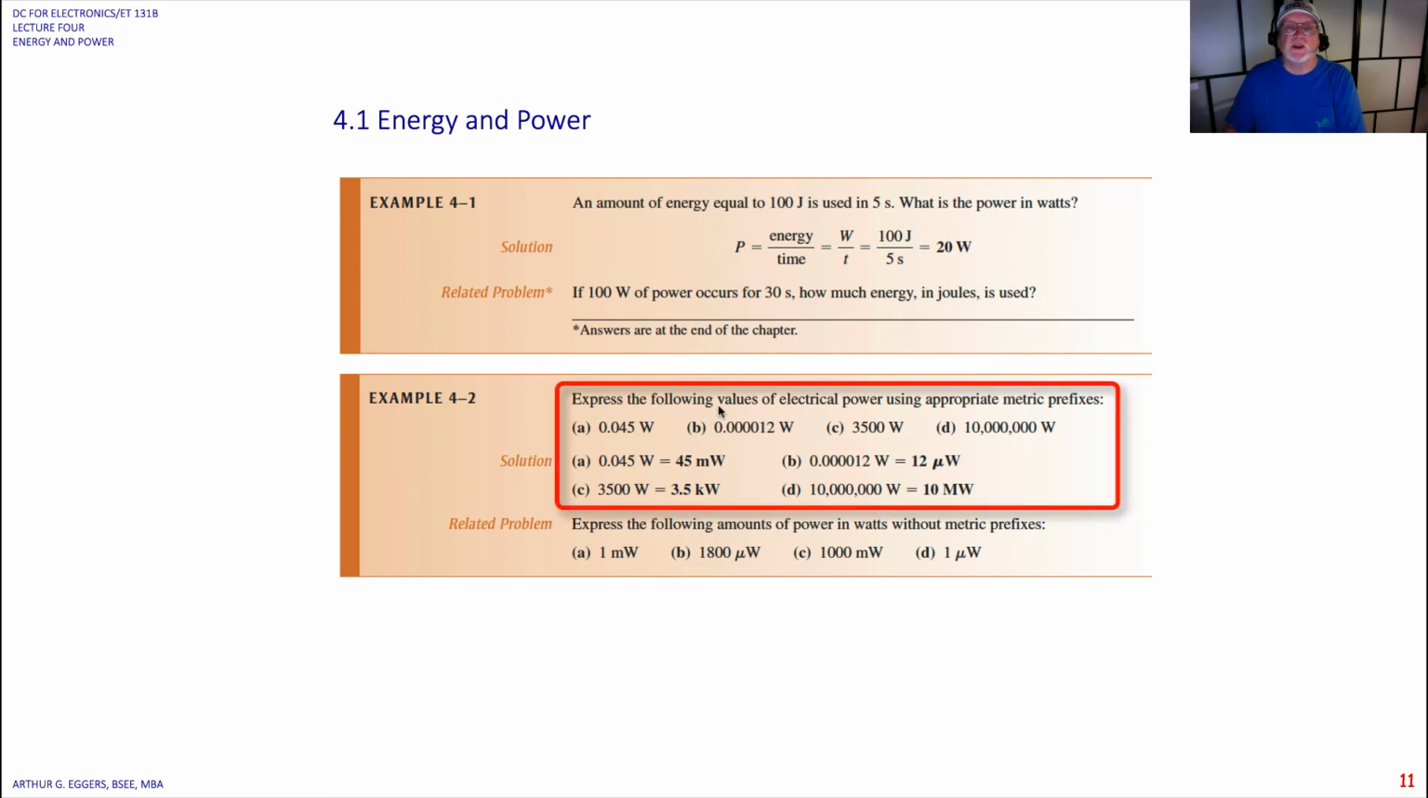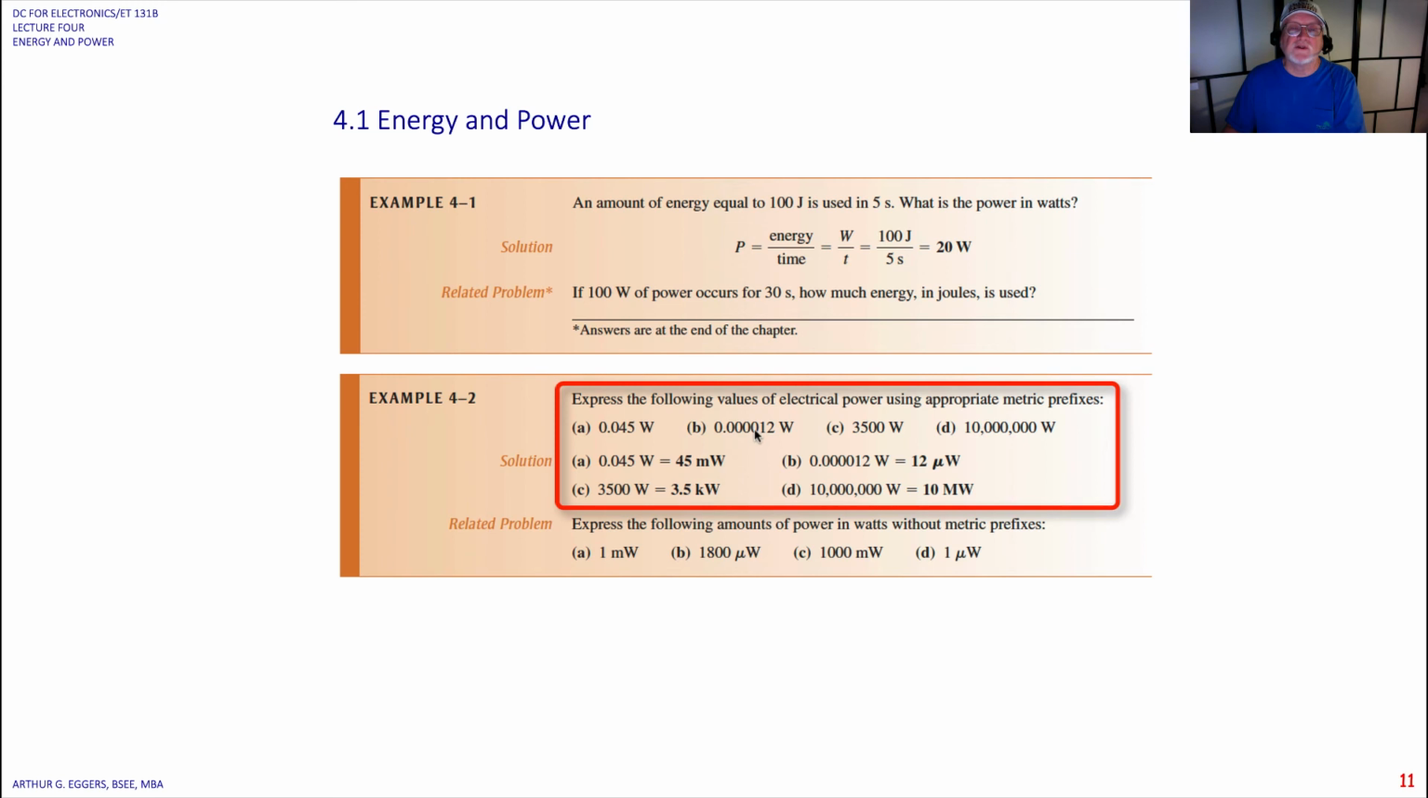The next one, express the following values of electrical power using appropriate metric prefixes. As I said, you've got to be used to using these metric prefixes and moving back and forth between the exponential relationships and the metric relationships. So 0.045 watts is equal to 45 milliwatts. Why is that so? Well, if we take the decimal place and move it 1, 2, 3, that becomes the milli portion, and now this becomes 45 milliwatts.